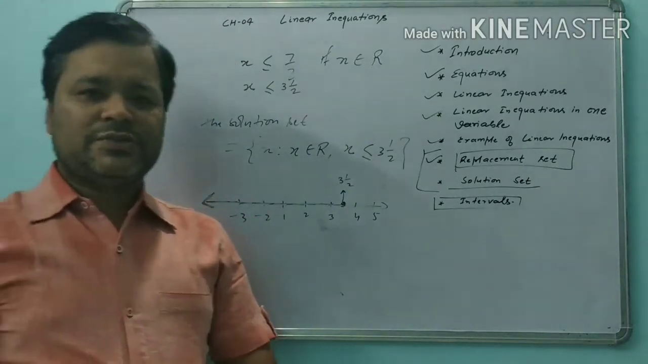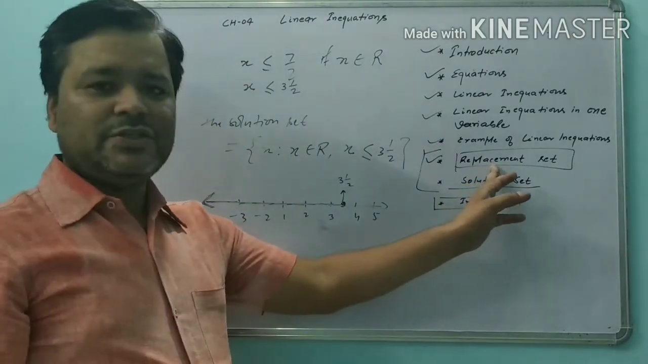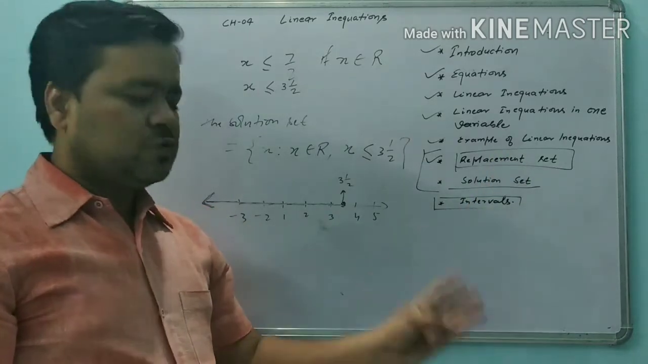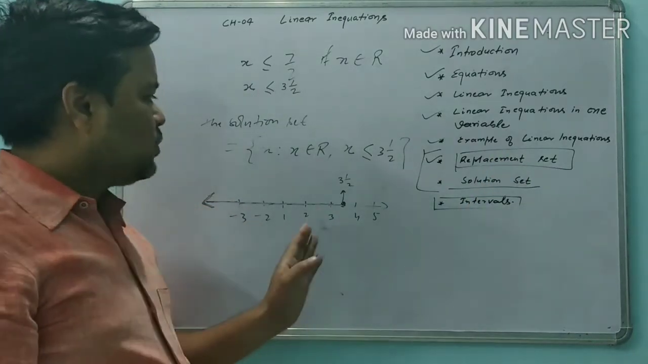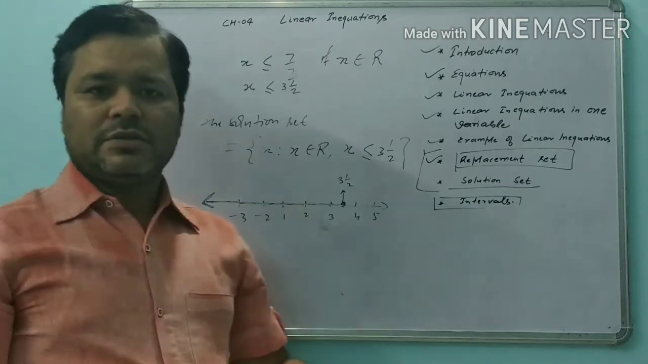In this way this represents the solution set where x belongs to R. In this way we just saw that when the replacement set is changed, then according to that our solution set is also changed, and how to represent it on the number line is also changed.